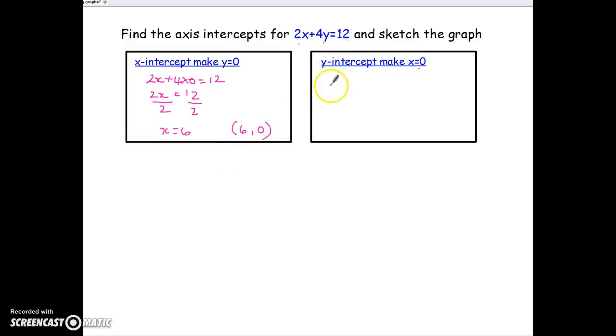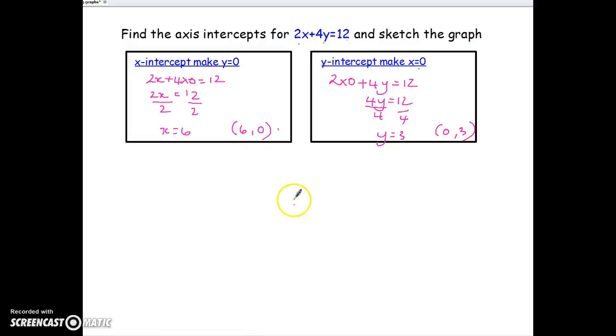Y-intercept, make x equals 0. So up in our equation, wherever you see an x, just put a 0. 2 zeros is 0. I'm not even going to write it down. Divide by my 4. Y equals 3. So when x is 0, y equals 3. There's our two coordinates there and there. We just now have to draw them up.